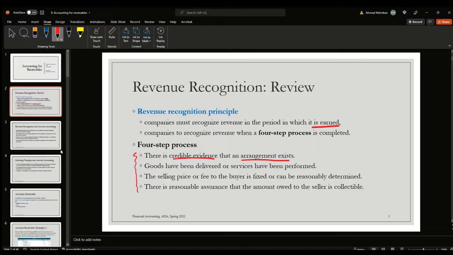The second one is that goods or services have either been delivered or provided. The service has been provided. The third one, the selling price is known. The fee is known. We have to know how much that costs. And the fourth one, there is reasonable assurance that the amount owed will be received; the seller knows that it will be collectible. So these are the most important steps that we use as a benchmark to recognize our revenues.